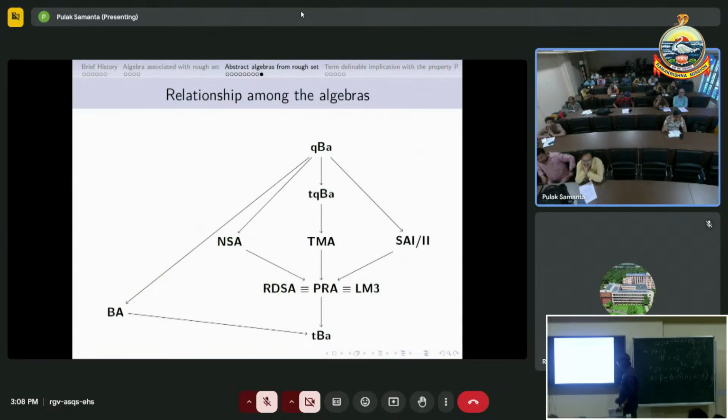In quasi-Boolean algebra and topological quasi-Boolean algebra, it is not possible to find one arrow, definable in terms of other operators, that satisfies the property P. That can be shown by a very simple example.